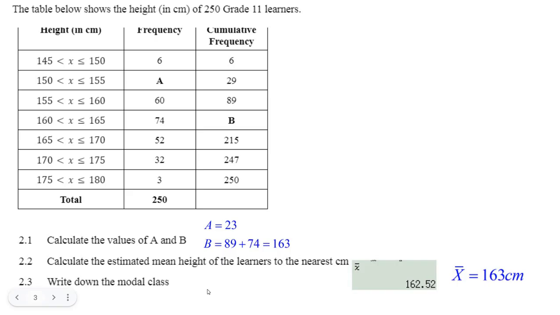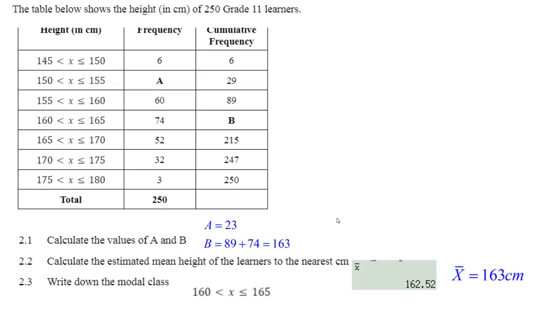The last question here, I think it's the last question. Write down the modal class. That's the range that's got the most number of people. Well, it looks like the modal class is between 160 and 165, and that's all you write down.